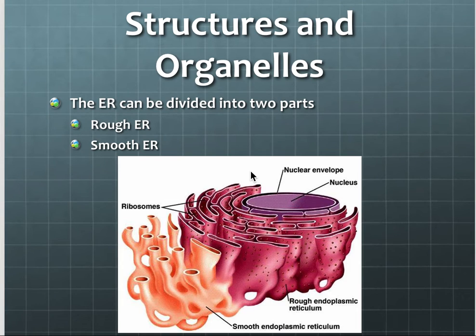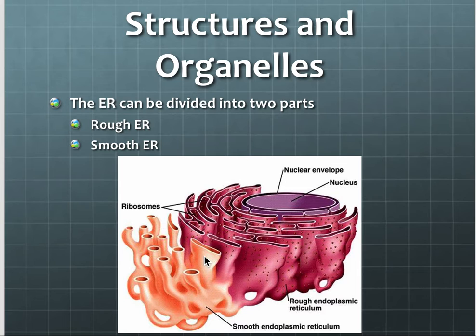The endoplasmic reticulum itself is divided into two parts, the rough ER and the smooth ER. Now you can see the nucleus here, it's in purple. Connected by a nuclear pore is this pink network, and then you can see this lighter pink or coral network. On this darker pink, you can see these dots. Those dots are actually ribosomes. So ribosomes are on the rough ER.